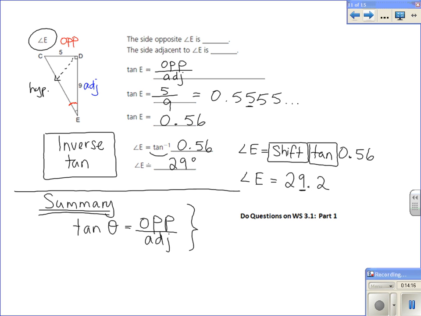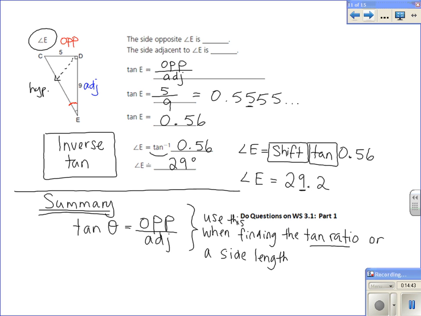So we're going to use this when finding the tangent ratio. If you're asked to find the tangent ratio of something, you're going to use this formula. Or we can also use this to find a side length. And we'll do some examples of that in part 3.